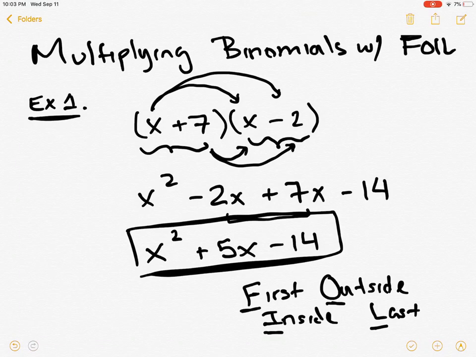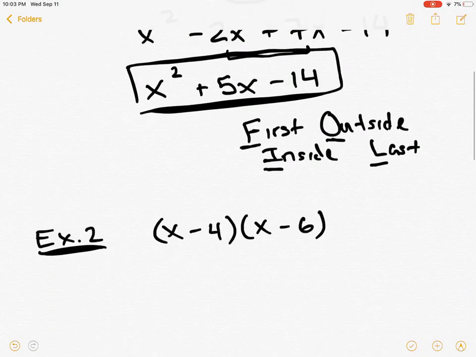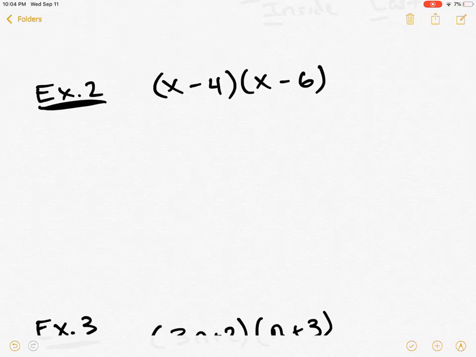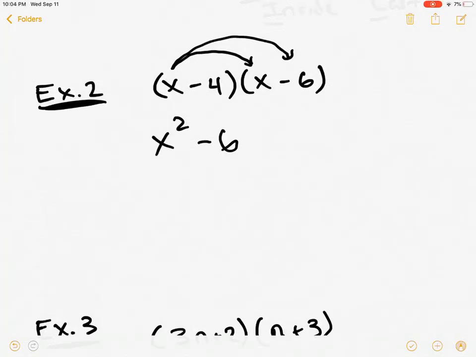Let's take a look at a second example. Again, we're going to use our FOIL acronym to help us remember the order in which we're multiplying our terms. We're just going to multiply x minus 4 times x minus 6. Starting with your first terms, the two variable terms, x times x again gives us x squared. Then our outside two terms, 1x times negative 6, give us a negative 6x.